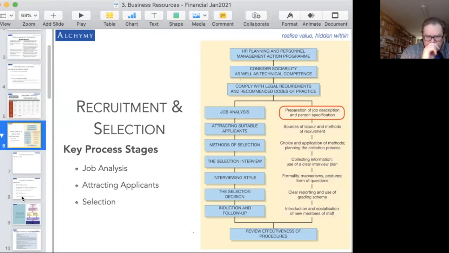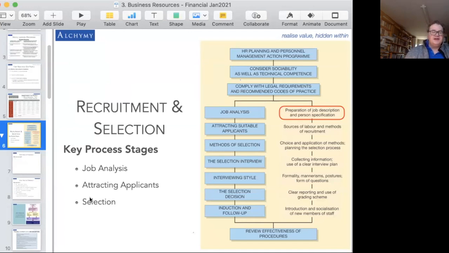Now, I should say there is a difference between recruitment and selection. How would you distinguish recruitment and selection? What does recruitment and selection mean? Get the right person for the job. That's what it's all about. To get to that stage, we need to do a number of things to get the right person for the job. And that's where recruitment and selection comes in.